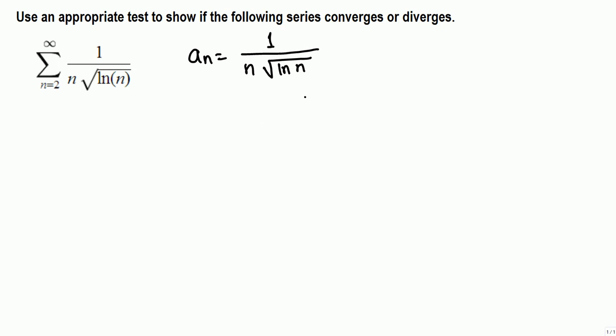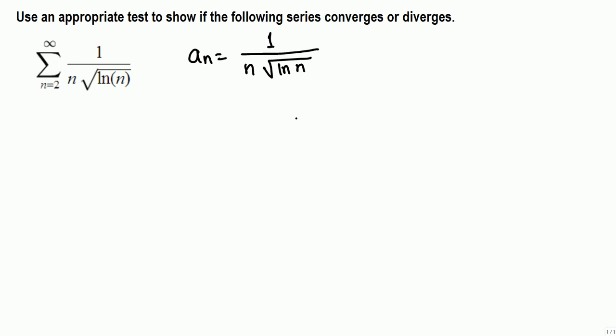In any case, let's try to use the ratio test. Then we have to find the limit of a_(n+1) over a_n, and that limit involves a square root of natural log of n plus 1, which is very difficult to compute. Most probably the limit test fails.